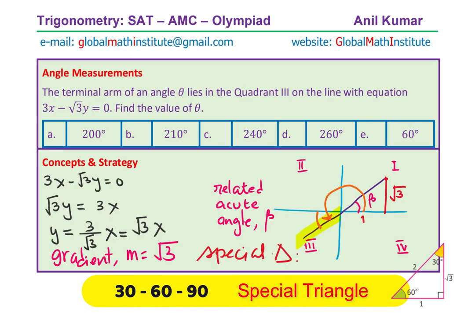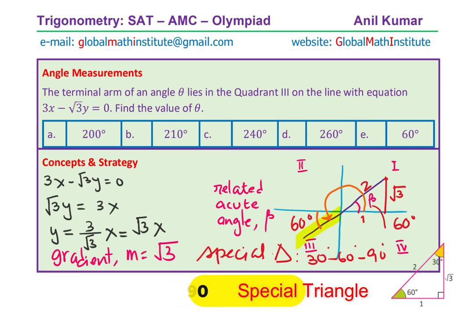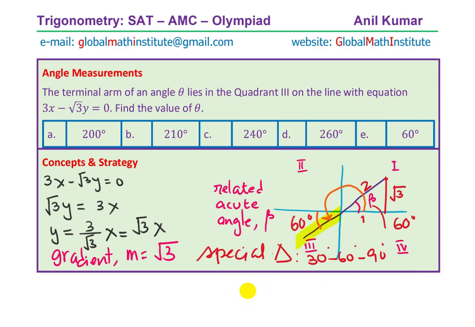And what is that triangle? That is the 30, 60, 90 triangle, correct? So in a 30, 60, 90 triangle, you know that the hypotenuse is 2, the adjacent side is 1, the opposite side is square root 3, and the angle is 60 degrees, right? So from here, you get that the angle beta, the related acute angle, should be equal to 60 degrees. You get an idea. So we just found the angle using the concept of a special triangle.